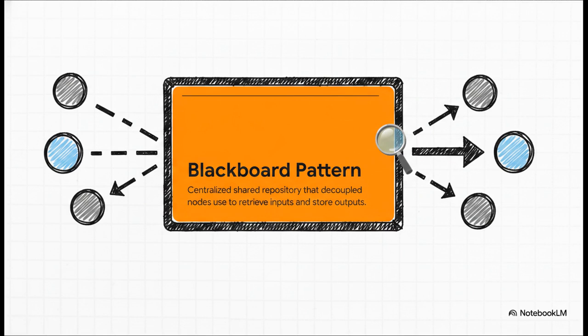Think of it kinda like a communal whiteboard in a classroom. Every single processing node interacts only with this central board. They read what they need, do their specific job, and write the results back. This entirely decouples your processing nodes from downstream routing. You can add new agents or remove old ones without ever rewriting your existing node interfaces.